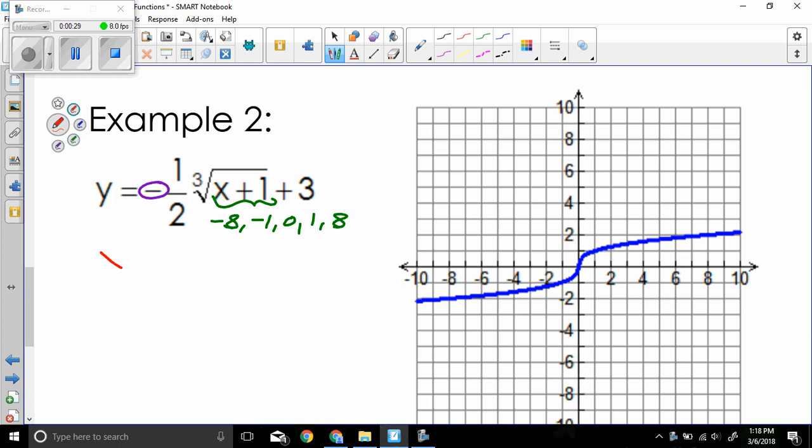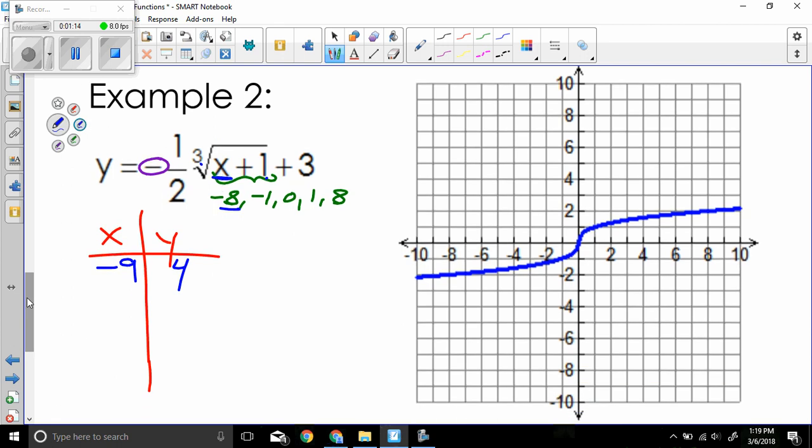I still want those values there, so when I create my table, I'm thinking of x values that make negative 8. Well, there's only one that's going to make negative 8, and that value is still this negative 9. Okay, negative 9 plus this 1 right here is going to make negative 8. The cube root of negative 8 is negative 2. Half of negative 2 is negative 1, but this negative sign out front will make that then a positive 1 plus 3, which will make this 4.